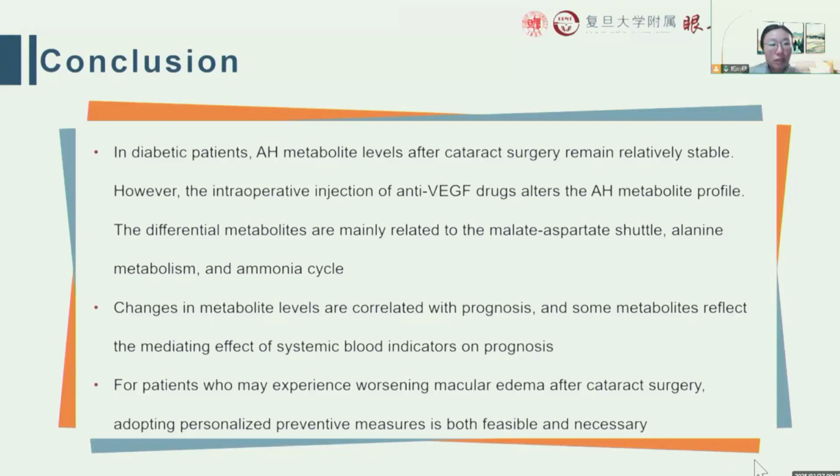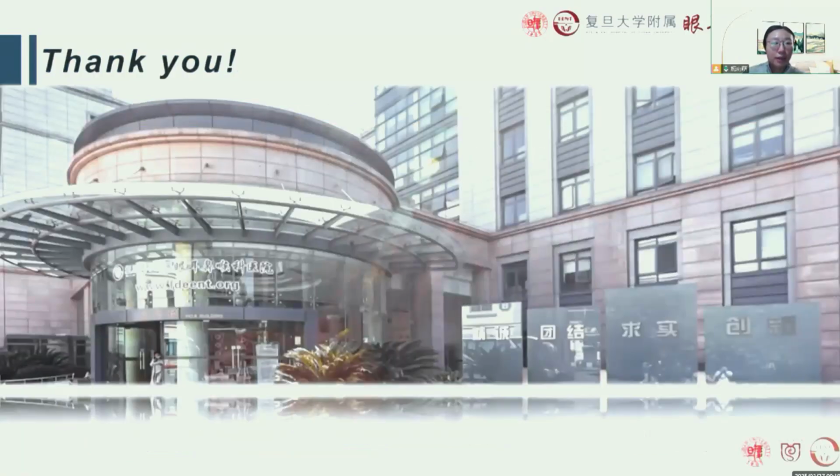Changes in metabolite levels are correlated with prognosis, and some metabolites reflect the mediating effect of systemic blood indicators on prognosis. For patients who may experience worsening macular edema after cataract surgery, we suggest adopting personalized preventive measures such as anti-VEGF treatment. So thank you.